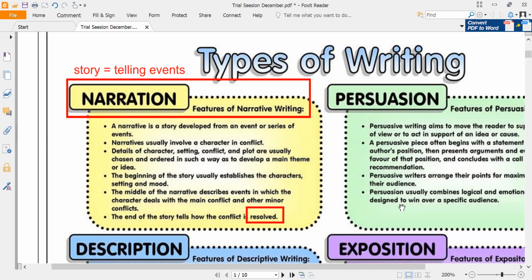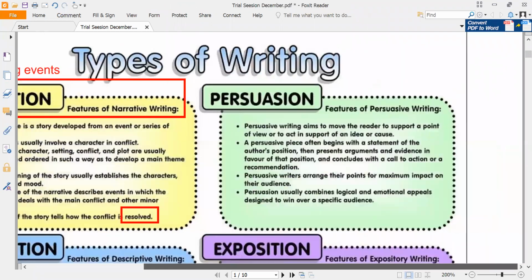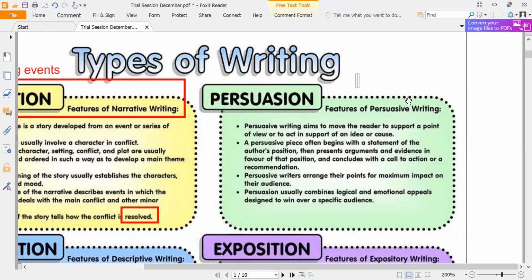Okay. The second type of text is what? Persuasion. Yes. Persuasion means persuasive. What do these two words mean? Persuasion or persuasive. It's from the word persuade. What does persuade mean? I don't know.